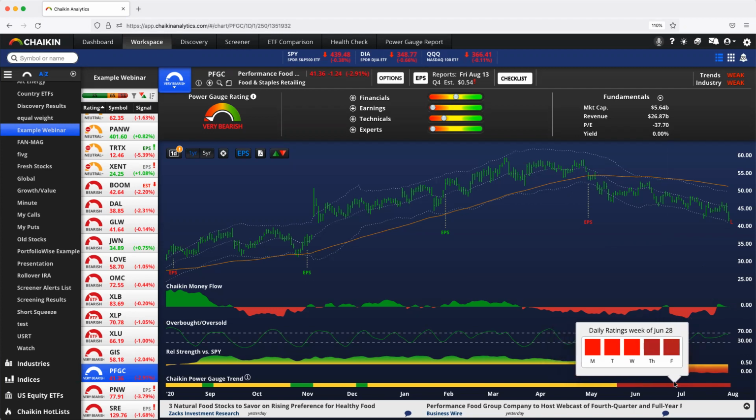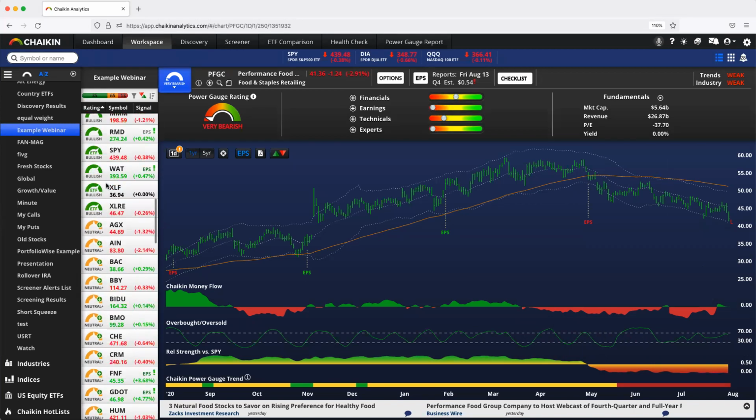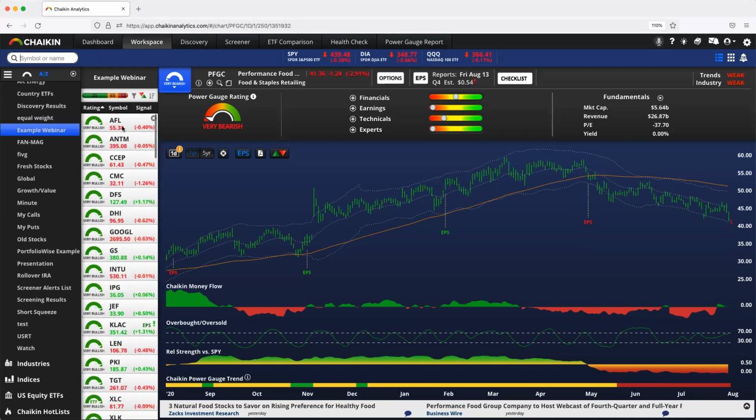Hasn't changed a lot. We can see here going from light red to dark red. That means PFGC went from bearish to very bearish. But there haven't been a lot of changes. It changed from neutral to bearish back here and has stayed bearish ever since, right? But it can update on a daily basis.